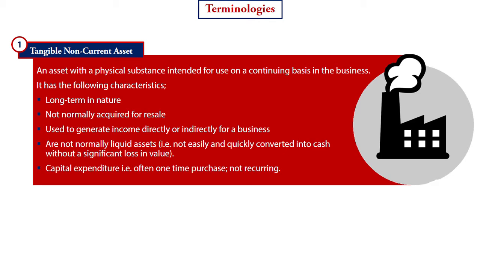Okay. Thirdly, it is used to generate income directly or indirectly. Directly might be factory machines or operational machines. Indirectly may be office machines or a building that is being rented to generate income for the business.